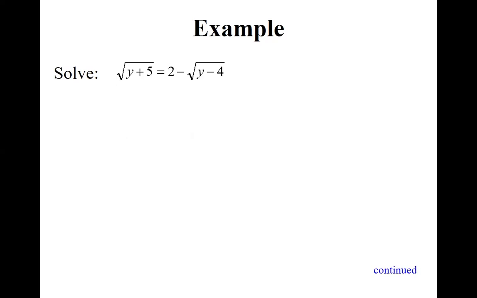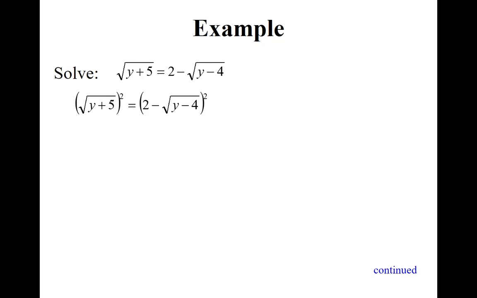Let's solve this one. The square root of y plus 5 equals 2 minus the square root of y minus 4. We have two radicals. One of them is already isolated, so let's go ahead and square both sides, being careful to FOIL the 2 minus radical y minus 4 with itself properly. On the left, the radical goes away. Radical squared just leaves us with y plus 5.